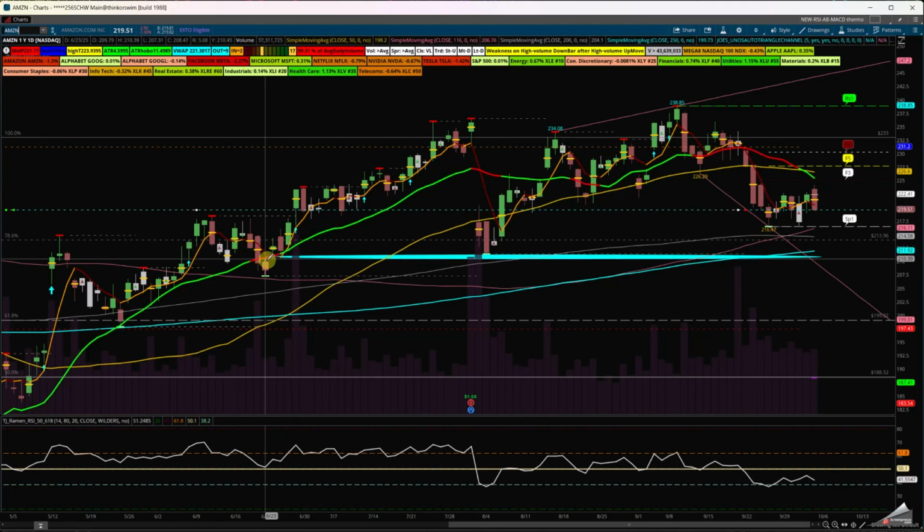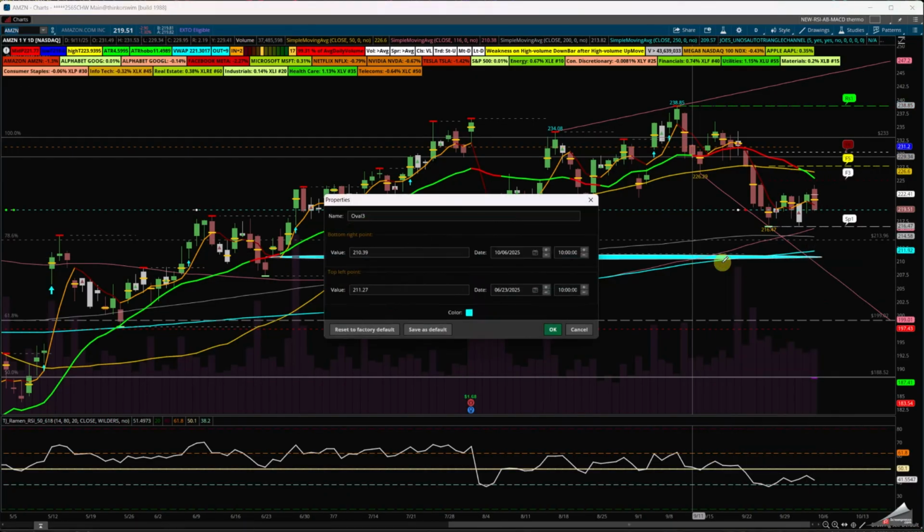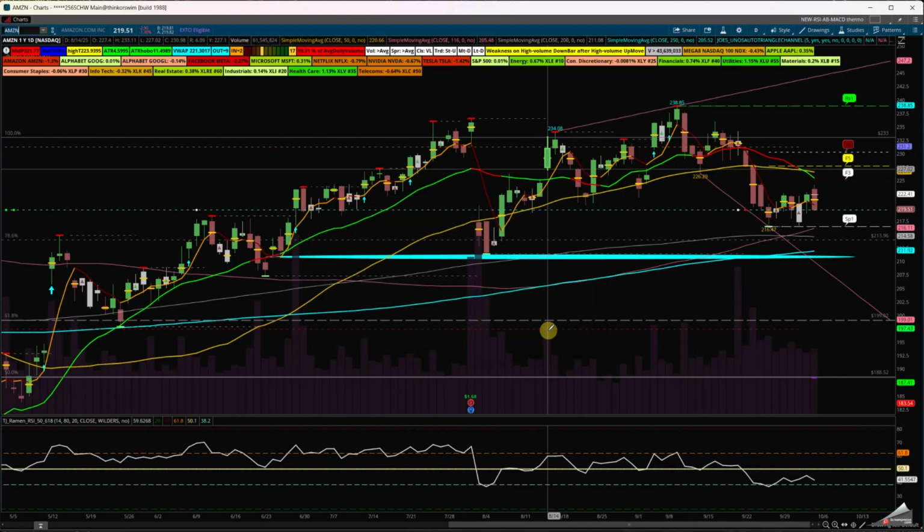You can see that professional gap between here and here. You never filled it. If this is going to continue, we can extend this a little bit to the right, edit the oval, and I can go just to the right a little bit more to show where that gap is on the profile. That's Amazon.